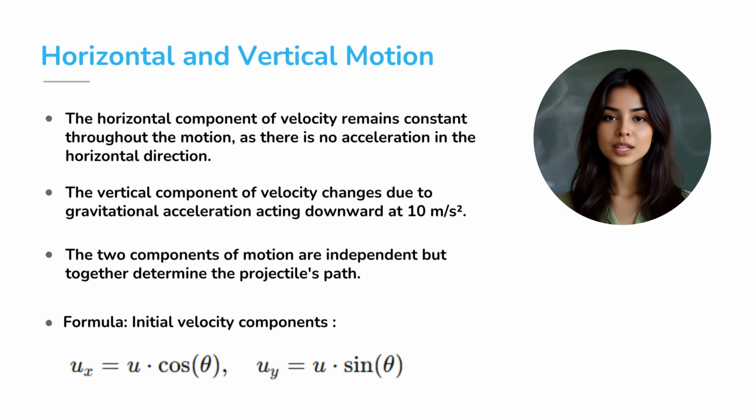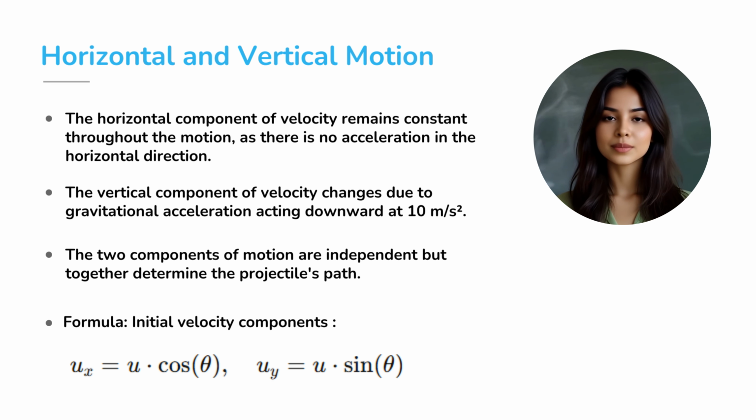In the horizontal direction, there's no force acting after launch, so the object moves with constant velocity. No acceleration here. Vertically, however, gravity takes control, pulling the object downward with a constant acceleration of 10 meters per second squared. This creates a uniformly accelerated vertical motion. To analyze this, we break the initial velocity into two parts, horizontal and vertical. The horizontal component is ux equals u multiplied by cosine theta, and the vertical component is uy equals u multiplied by sine theta.